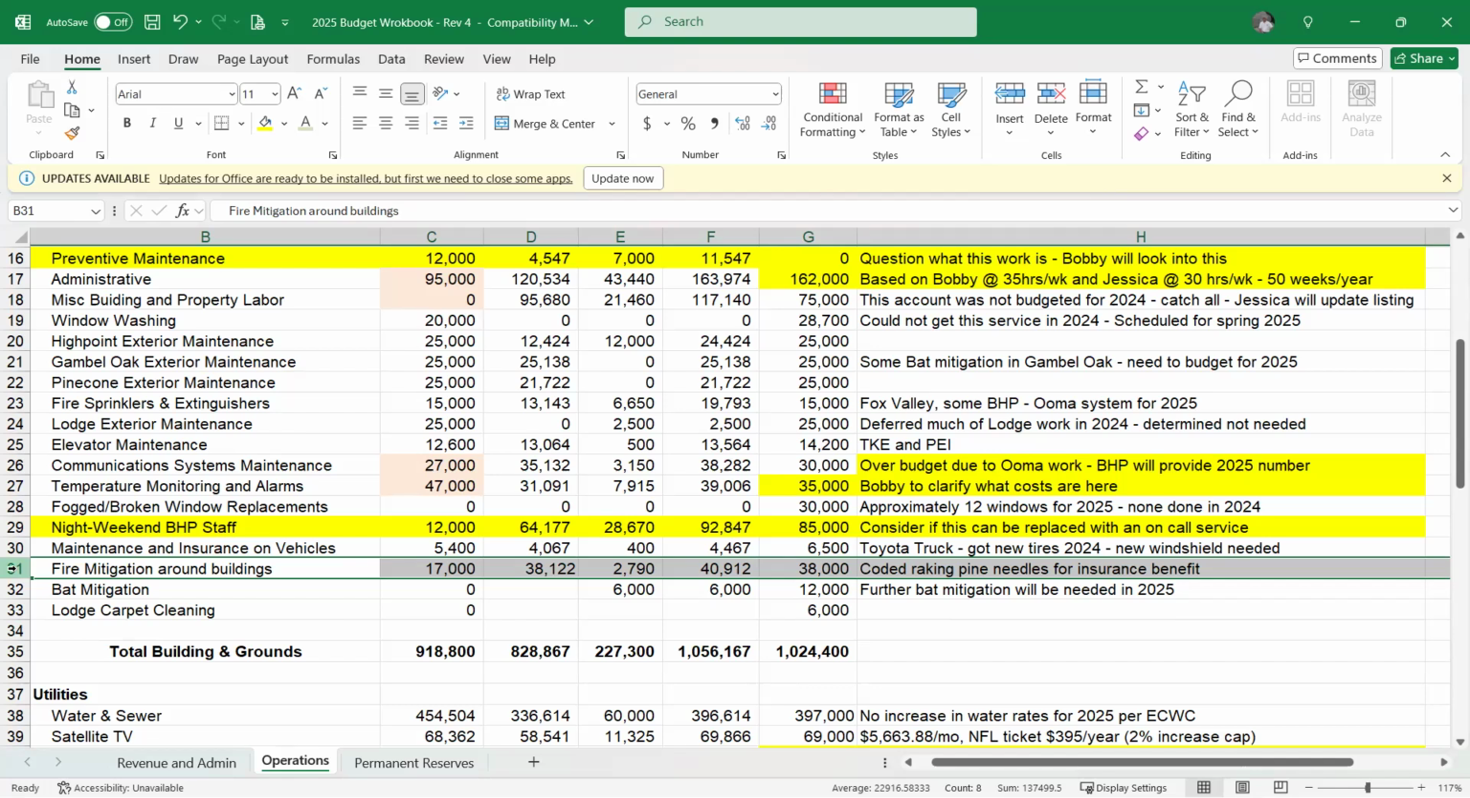The other comment I have is, if any of you know where I live in Pinecone, I've got about 15 large ponderosa pines that sit within 20 feet of my deck. There's 3 of them that I can almost reach out and touch. I wouldn't mind having those gotten rid of, and I would be happy to help pay the cost of it personally. So just a thought.